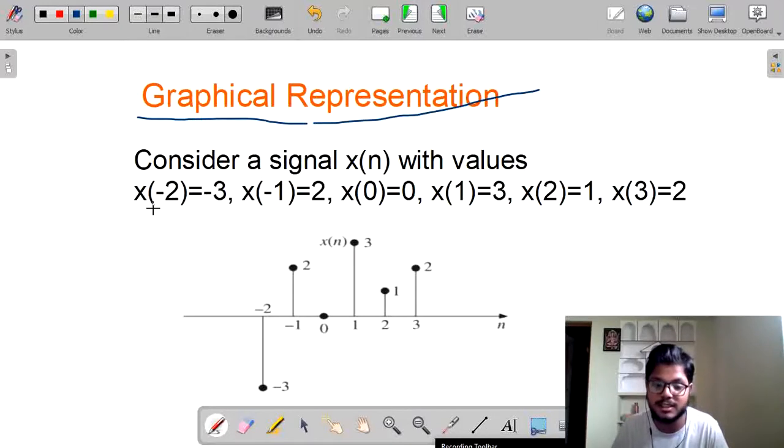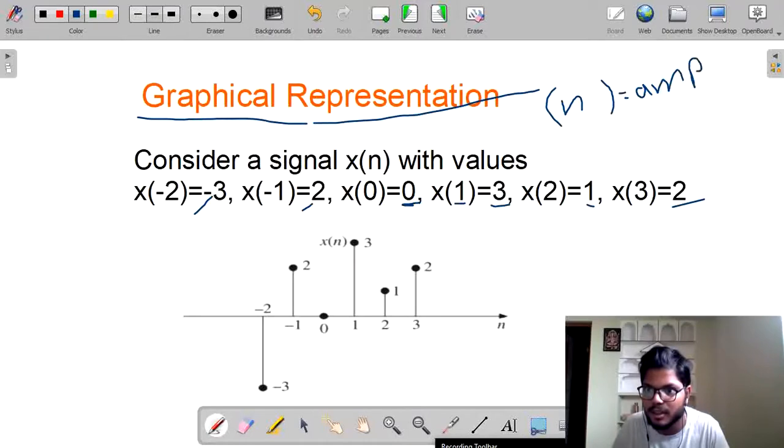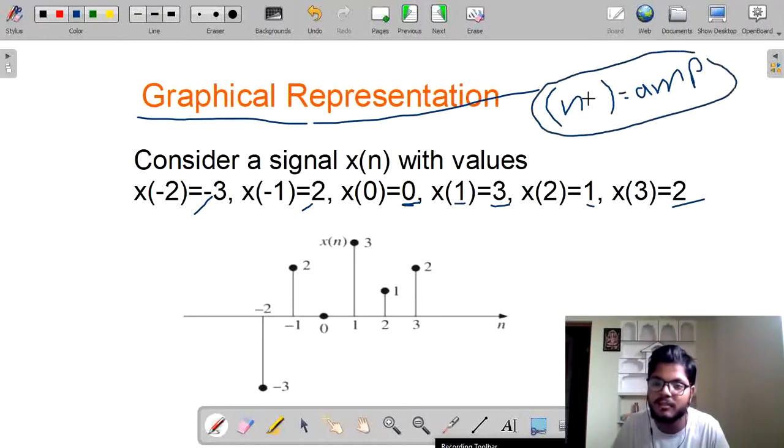Consider a signal which has x of -2 equal to -3, x of -1 equal to 2, x of 0 equal to 0, x of 1 equal to 3, x of 2 equal to 1, x of 3 equal to 2. We need to understand that the term in the bracket is the n value, and the term on the right-hand side is the amplitude. Never forget these things.